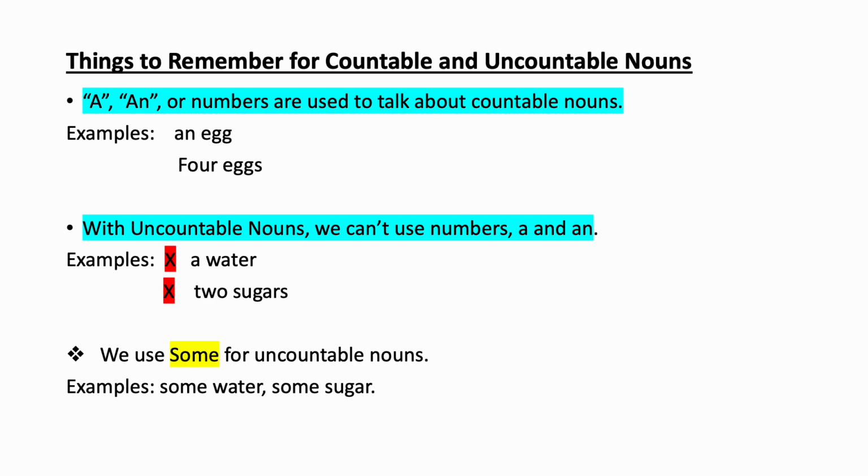With uncountable nouns, we can't use numbers, a, or an. We can't say a water or two sugars. So we use some for uncountable nouns, and then we can say some water, some sugar.